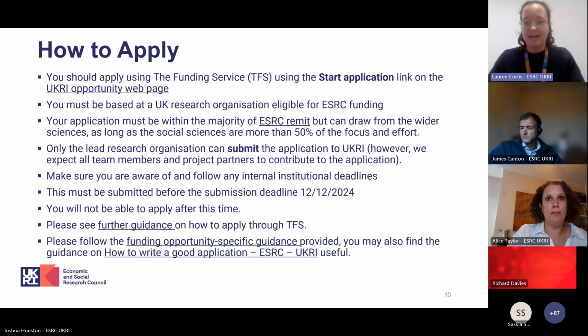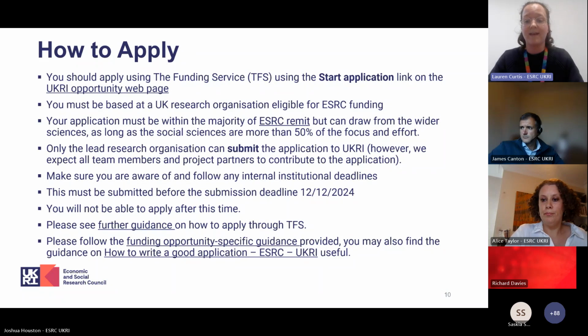Once you have completed your application, it will be sent through to TFS to your research office, who will then complete the submission of your application. Ensure you send the application to the research office with enough lead time for review, just in case there are any amendments that need to be made before the submission deadline, which is the 12th of December, as Alice said.